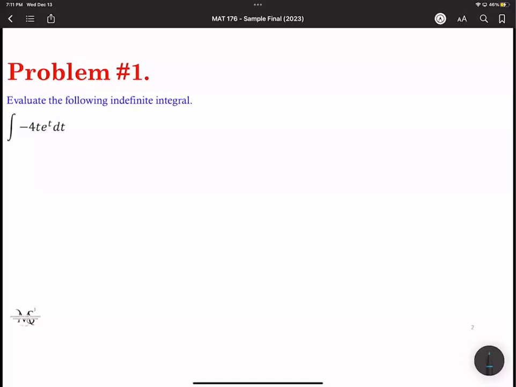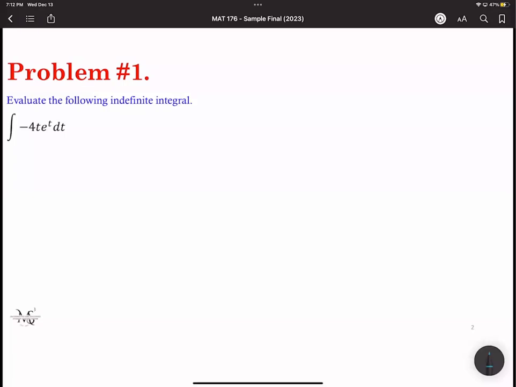All right, everyone. So problem number one, by the way, is from the second version of your 176 sample final. The first problem states to evaluate the following indefinite integral, which reads as the integral of -4t e to the t dt.